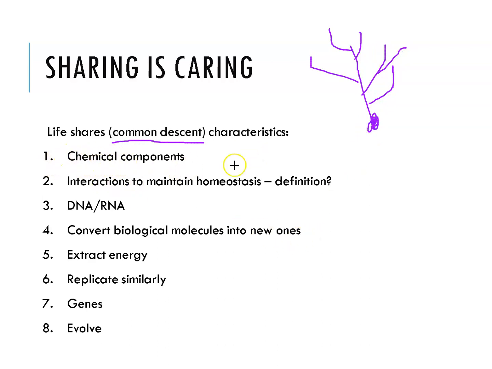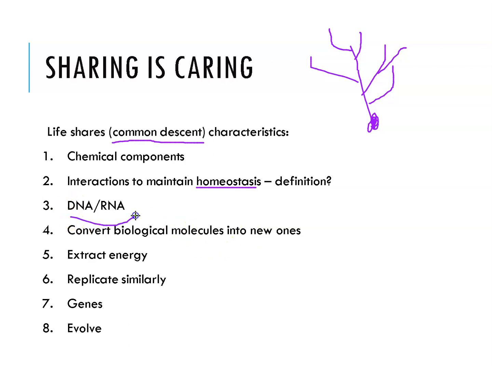We share similar chemical components. You're made of stardust, according to many evolutionary sciences. Interactions maintain homeostasis. Homeostasis is maintaining a stable internal environment. That's a huge theme in biology. Such a big theme it is that every single death is due to a loss of homeostasis.